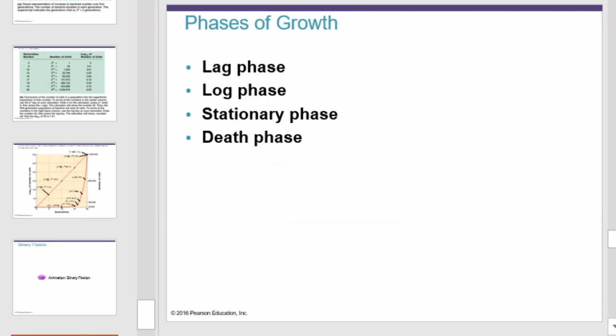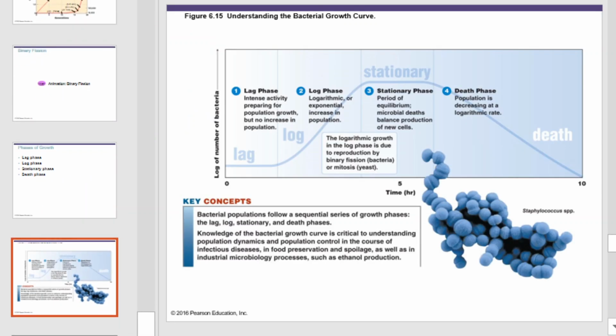Now, one graph that you do want to pay attention to is not the log graph for cell division, but instead this one that maps out lag, log, stationary, and death phase of growth. This graph illustrates points during the life cycle of a microbe where it starts off struggling to survive in the lag phase or reproducing just enough to offset losses.